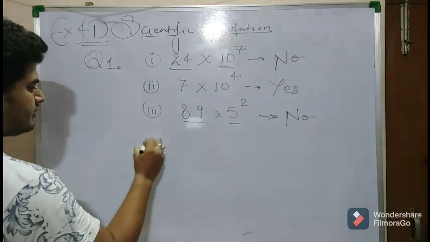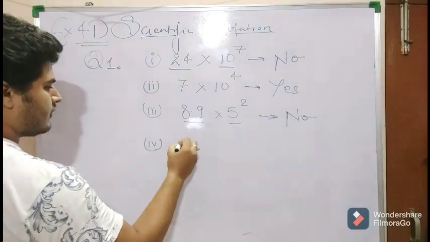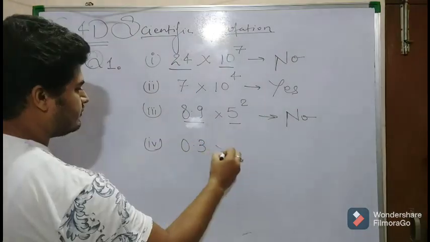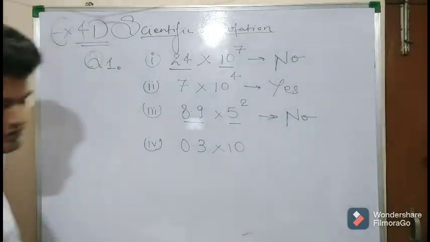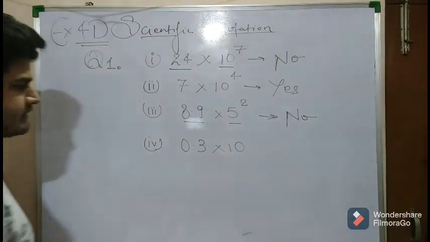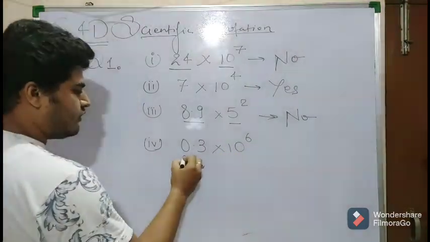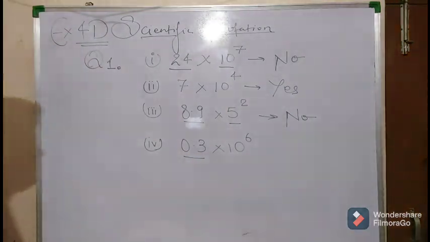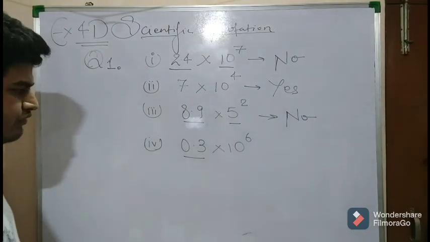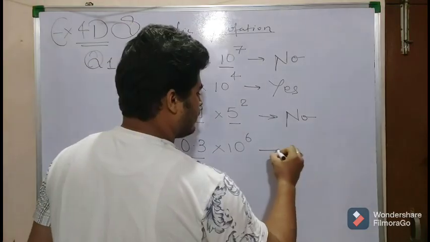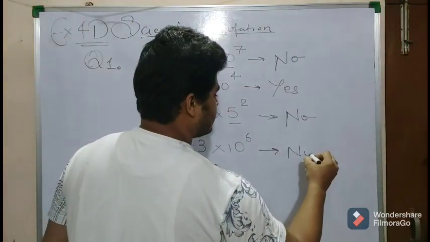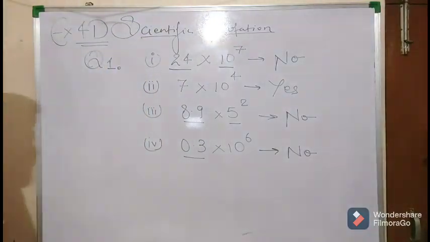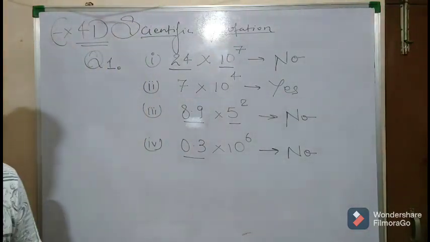And in the fourth part, it is saying 0.3 into 10 raised to the power 6. The number should be between 1 and 10, but 0.3 is less than 1. So this one will not be considered the correct scientific notation. So this will be the answer.